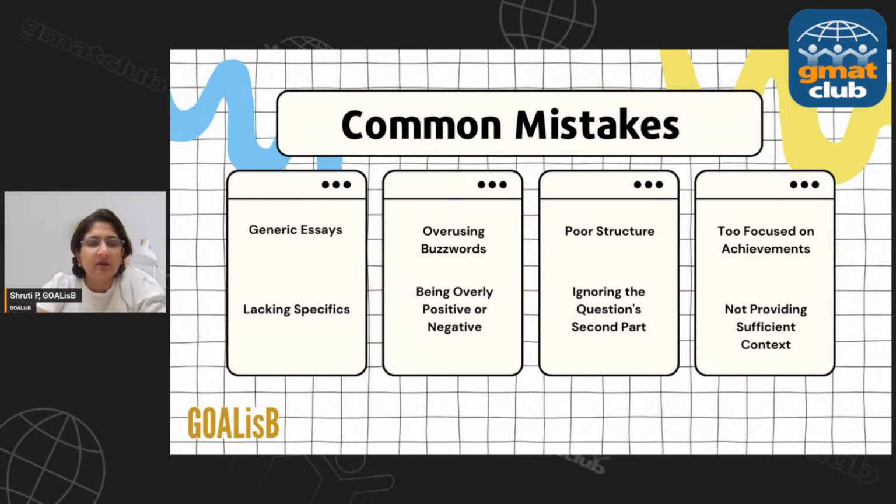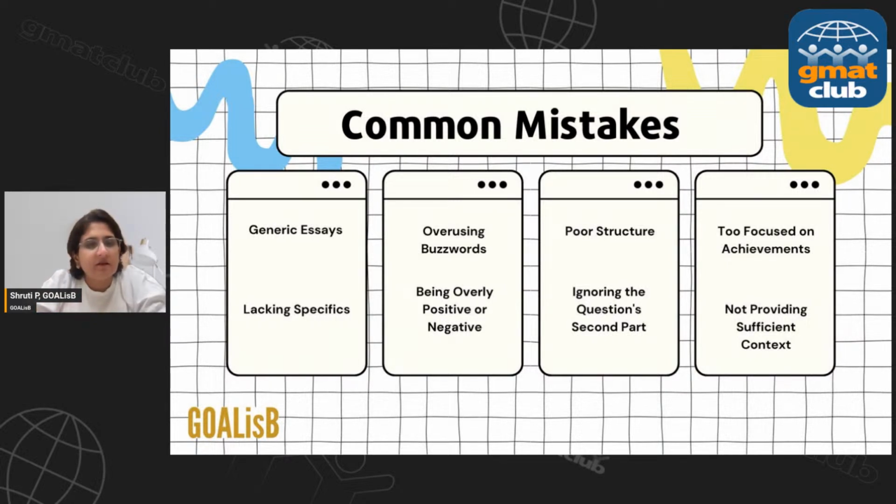So ignoring the question's second part, you're focusing too much on the first part. Let's say it is a strengths and weakness essay or a success and failure essay. You're focusing too much on the success and you do ignore the second part, which is, let's say, the failure or the weakness. That finally will land you up with an unbalanced essay, with an unbalanced portrayal of your personality, which is something that you need to take care of when you are starting with your drafts initially.